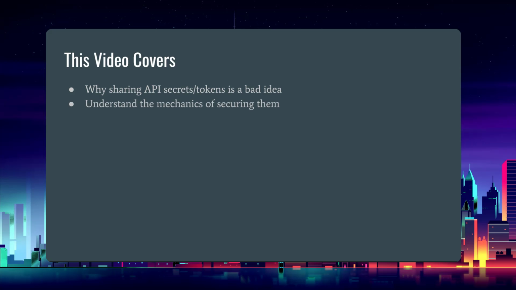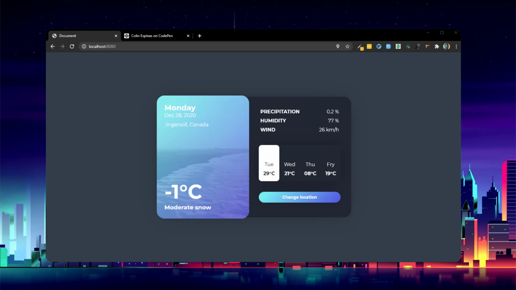In this video, I will teach you why sharing these tokens is a bad idea in the first place, a high-level understanding of how you can secure them, and then using a few examples, I'll show you how you can use a service called Netlify Functions, which is a completely free option to secure your secrets without needing to write any backend code at all, at least not in the classical sense of backend.